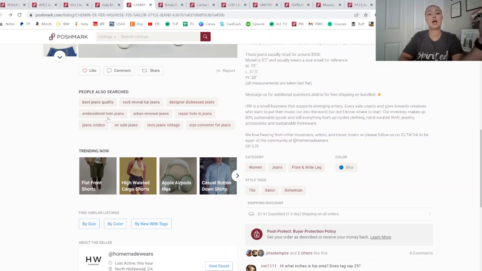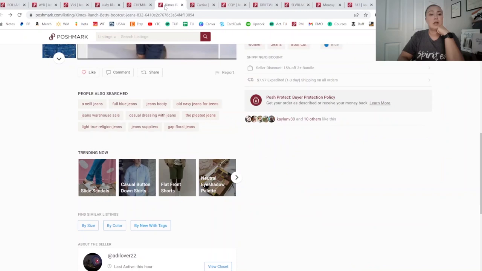Let's say you saw three or four searches that kind of alluded to that type of thing. You might want to source more jeans that have an embroidered hem because clearly people are searching for them. Doesn't mean you're going to sell them, but it's a clue and it might be a way to go. And it's something to put into practice as an experiment. Urban renewal jeans, repair hole in jeans, like, I don't know, jeans Costco, on sale jeans. So if your jeans are on sale, maybe you want to write that they're on sale. Levi's jeans vintage, size converter for jeans.